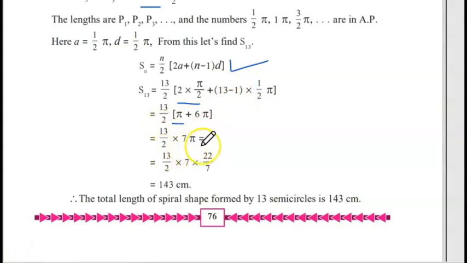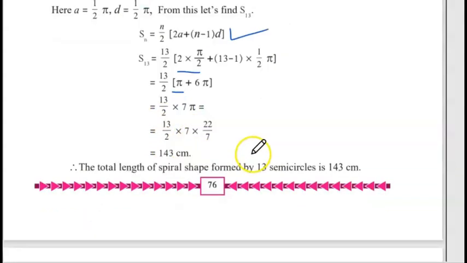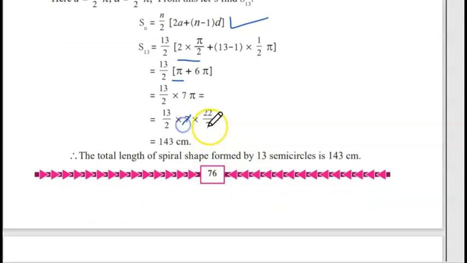13 by 2 into 7 pi. And then substitute the value of pi again. Pi is 22 upon 7. म्हणजे हा 7 and 7 या ठिकाणी काय होणार? तर कट होणार. 2 1 चा 1 आणि ते त्याला संक्षिप्त रूप देणार. इथे किती येणार? तर 11. 11 into 13, you will get here 143 centimeter. And therefore, total length of spiral shape formed by 13 semicircles is 143 centimeter.